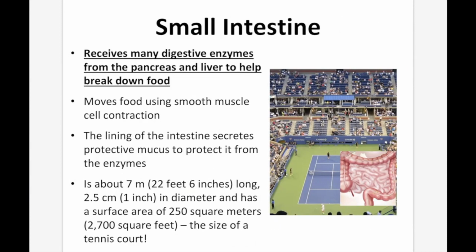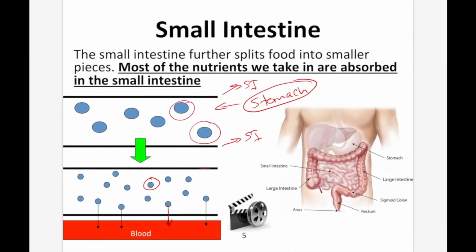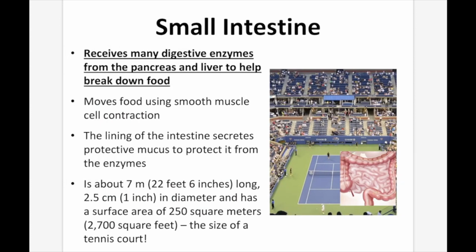Now the small intestine is pretty cool. The small intestine receives many digestive enzymes from the pancreas and liver to help break down foods. We talked about that, the digestive enzymes that help our big pieces of food go from big to small. And those enzymes, again, come from the pancreas and liver. Again, it's going to use smooth muscle to move our food down our small intestine.